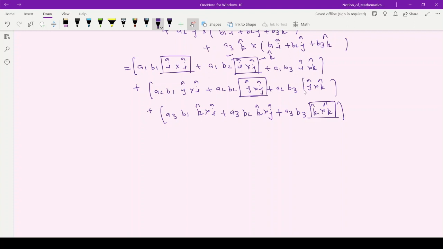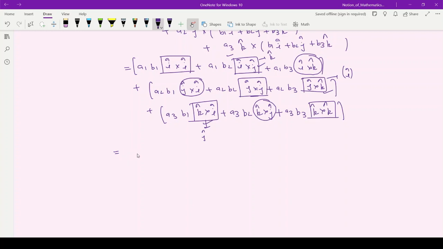Thereafter I mentioned J cross K is what? It is I cap. And then I mentioned K cross I is what? K cross I is actually J cap. Similarly, if I cross J is K, so what is J cross I? Minus K. If J cross K is I, what is K cross J? Minus I. If K cross I is J, what is I cross K? Minus J. So I will be utilizing all these values, and then what we will be getting?